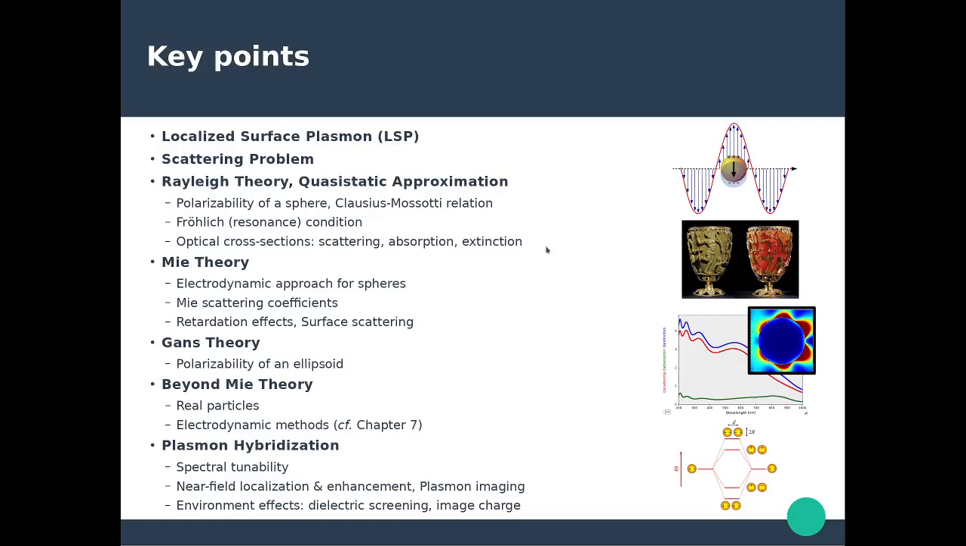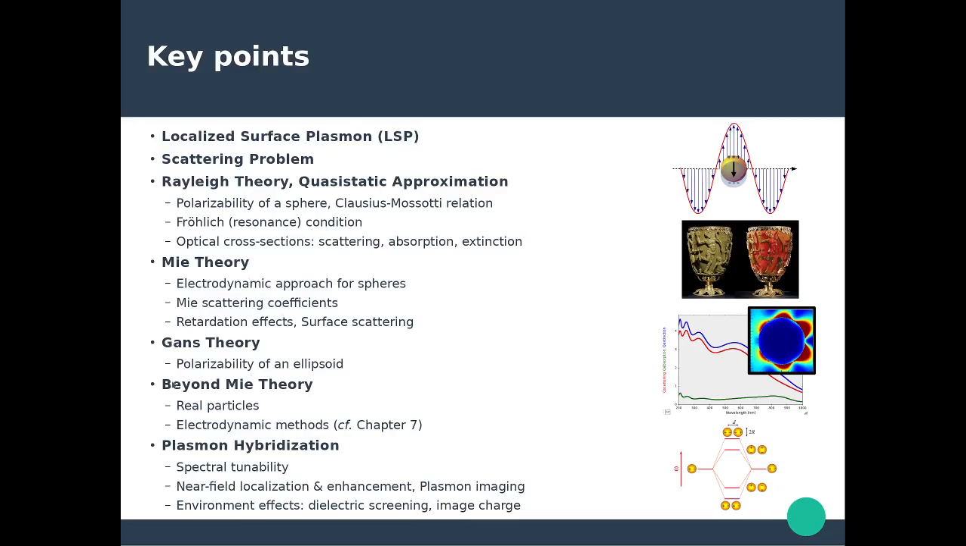So this is just to summarize what we've seen in this chapter. We introduced the concept of localized surface plasmon. We discussed the general scattering problem and how to solve it using Rayleigh theory or the quasi-static approximation, introducing the polarizability of the nanoparticle or the Clausius-Mossotti relation, and introduced the concept of optical cross-sections. Then we moved on to more accurate analytical models like the Mie theory, introducing retardation effects and surface scattering.